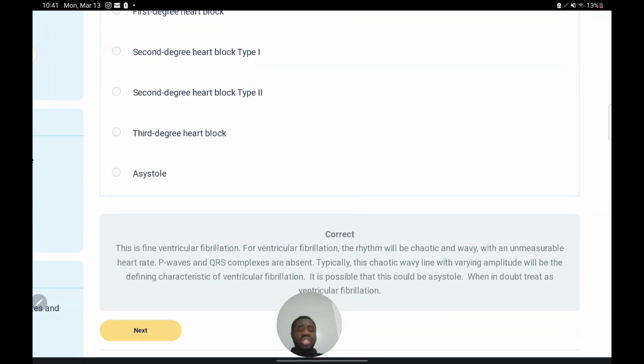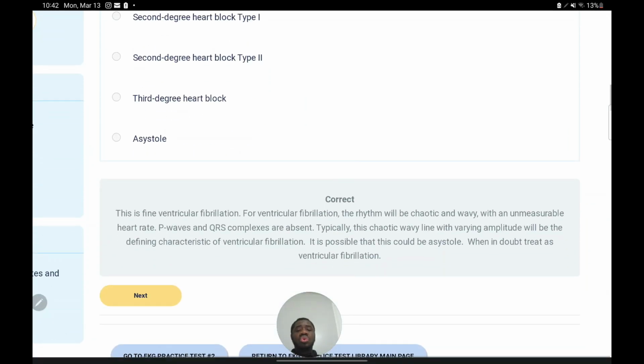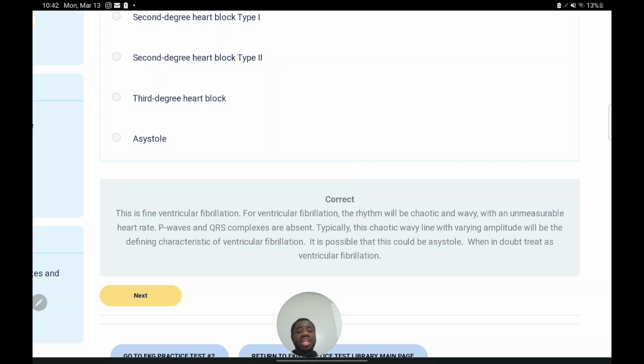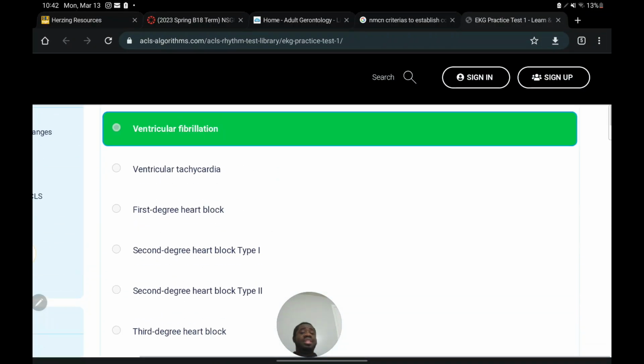The rhythm will be chaotic and wavy with an unmeasurable heart rate. P waves and QRS complexes are absent. Typically, this chaotic wavy line with varying amplitude will be the defining characteristic of ventricular fibrillation. It is possible that this could be asystole. When in doubt, treat as ventricular fibrillation.